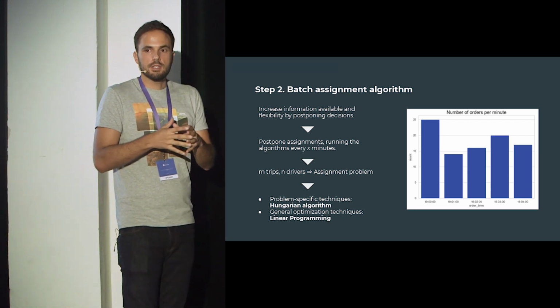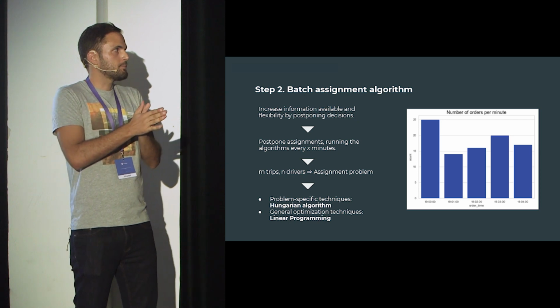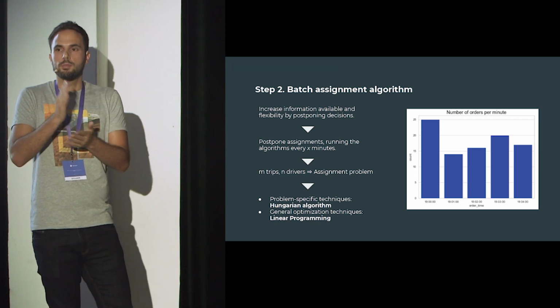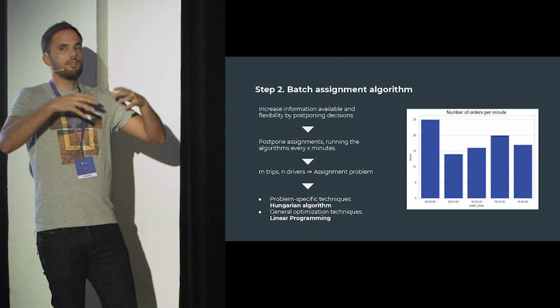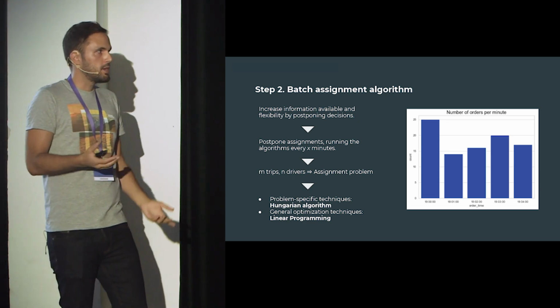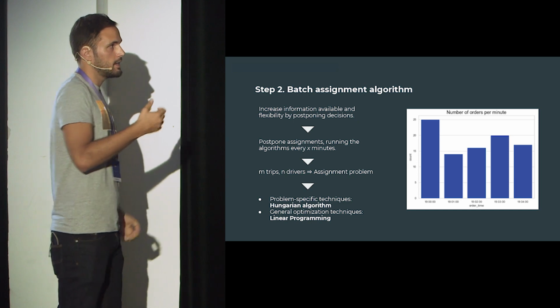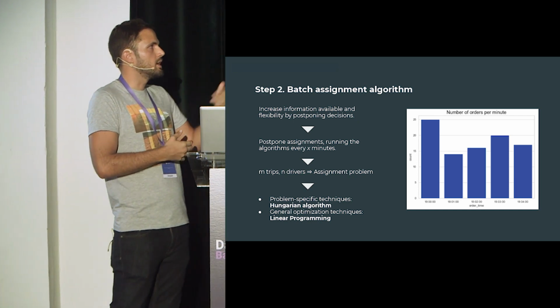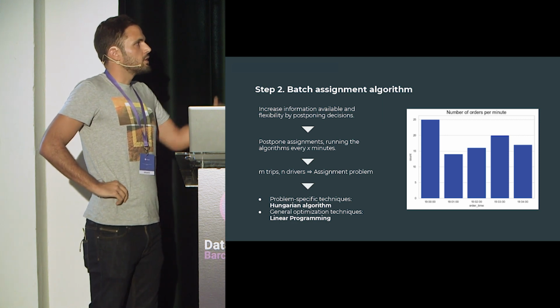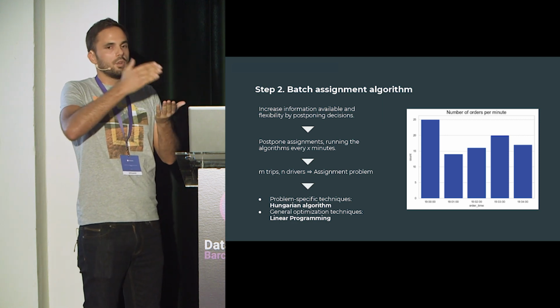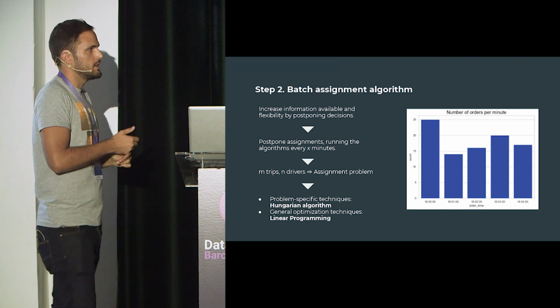But actually this gives us more vision of our problem because, for example, in the first minute we go from servicing 1 by 1 to servicing 25 at a time. So you have a broader vision and you can make better decisions here. And that's basically what we are doing here. So we are going to increase the information we have, and we are going to postpone the assignments, and we are going to run this new algorithm every minute, okay?